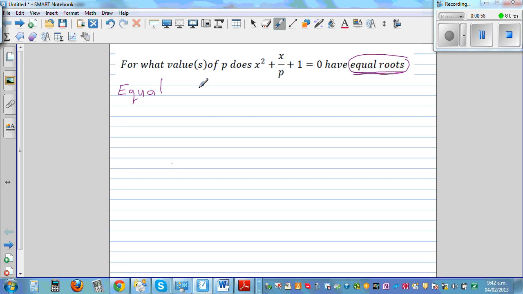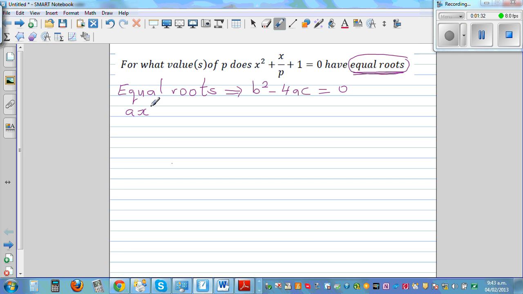Now, when does a quadratic equation have equal roots or the same roots? You can pause this video and think about what you know about a quadratic equation having equal roots. Well, you should know that a quadratic equation has equal roots when b squared minus 4ac is equal to 0. Now, where did this come from?